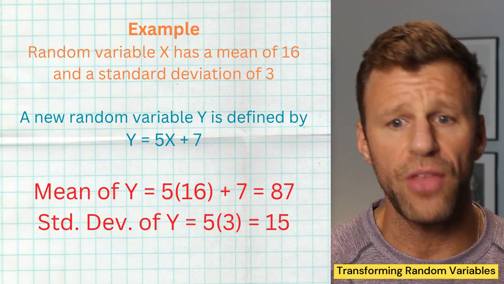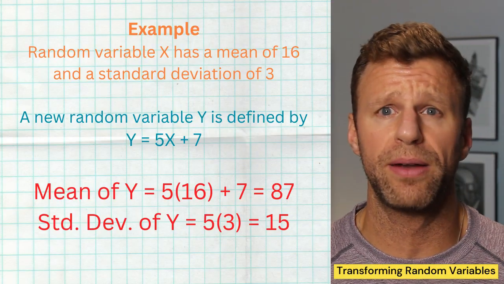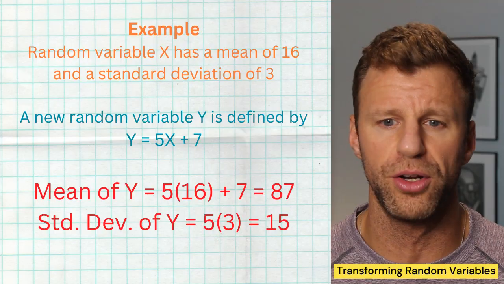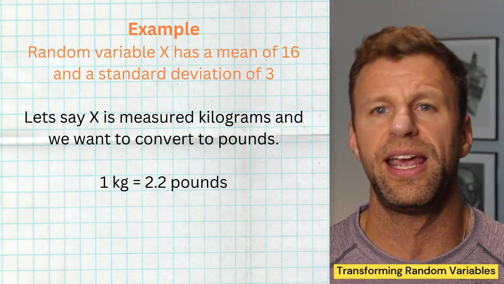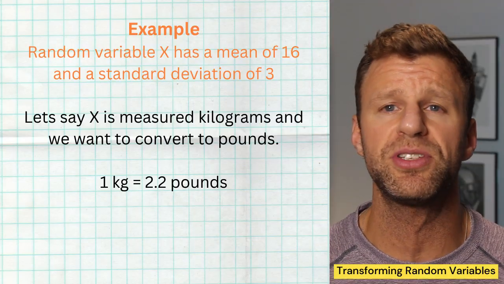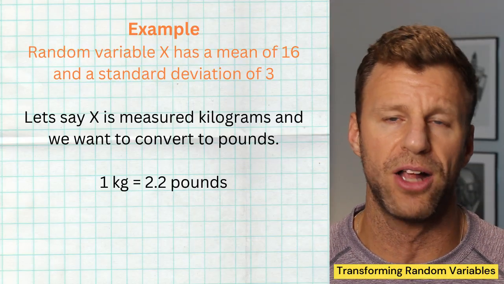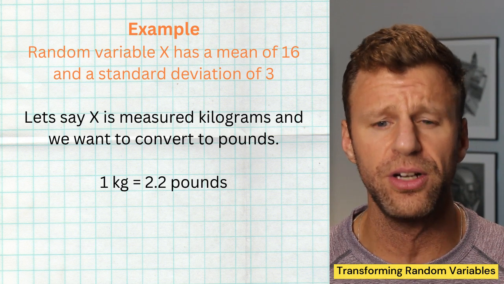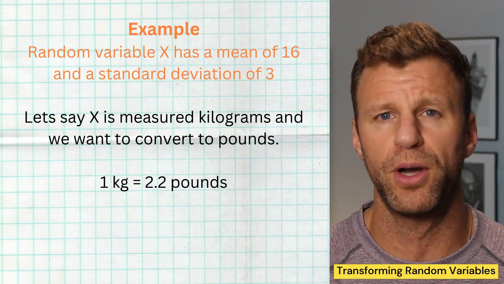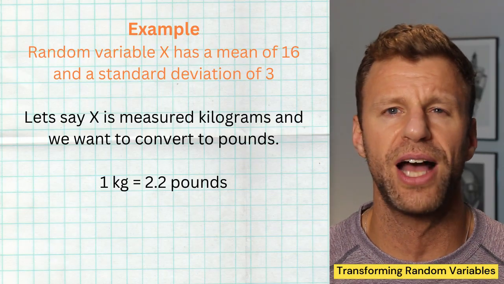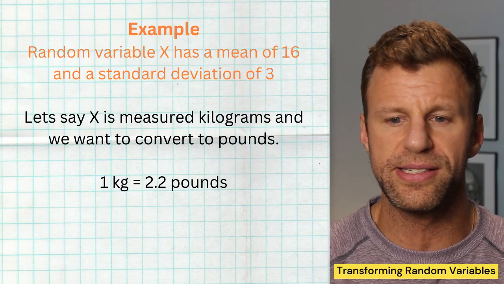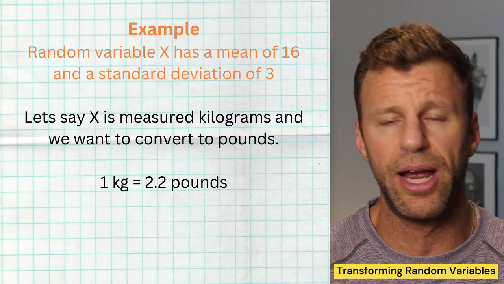All right. The other thing that we could do with transforming a random variable is converting from one unit to another. So let's just say that the random variable x that has a mean of 16, a standard deviation of 3, is measured in kilograms, and we want to convert it to pounds. Well, first we need the unit conversion factor. That is that 1 kilogram equals 2.2 pounds. Then we just have to multiply, hopefully you guys might know that from chemistry class, to convert our units, that's again currently in kilograms, to pounds.